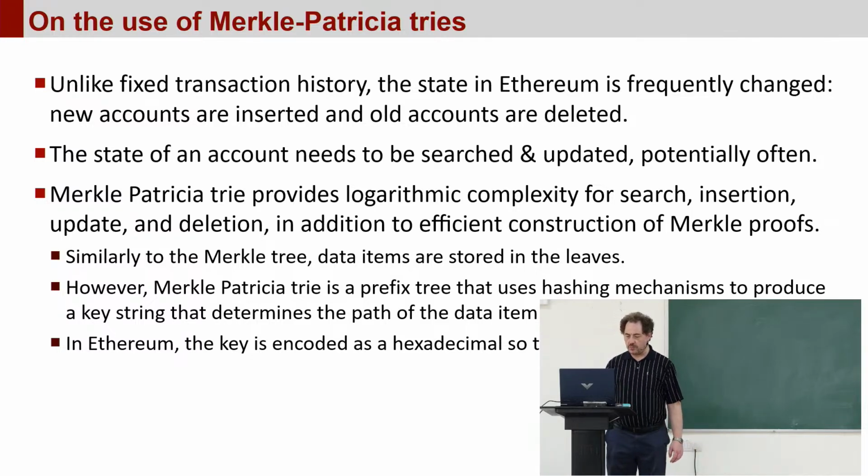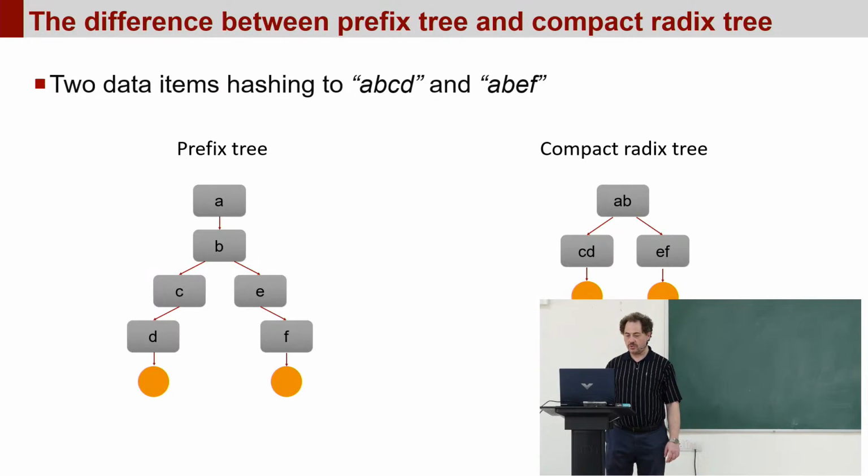So similar to the Merkle tree, data items are stored in the leaves. However, unlike the Merkle tree, the Merkle-Patricia tree is a prefix tree, which uses a hashing mechanism to produce a key string that determines the path of the data item within the tree. And in Ethereum, the key is encoded as a hexadecimal, so a vertex has a number of children which doesn't exceed 16. Let's take a look at an illustration.